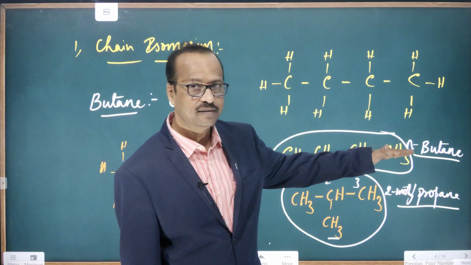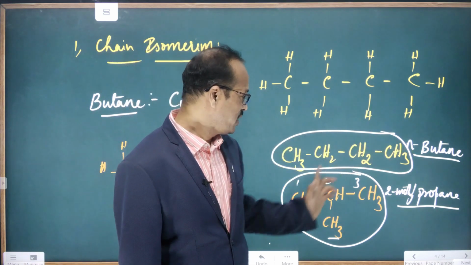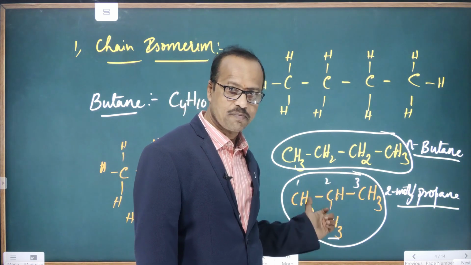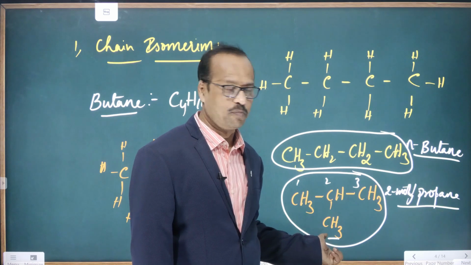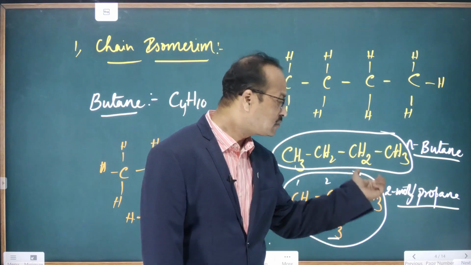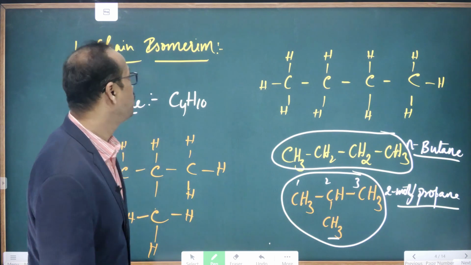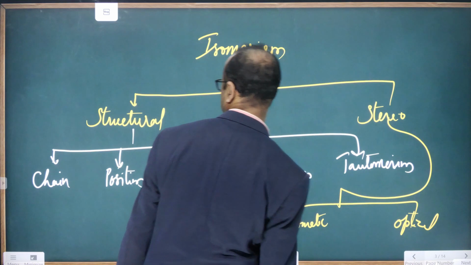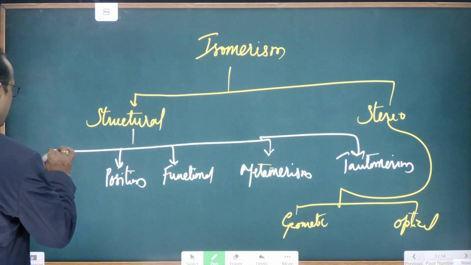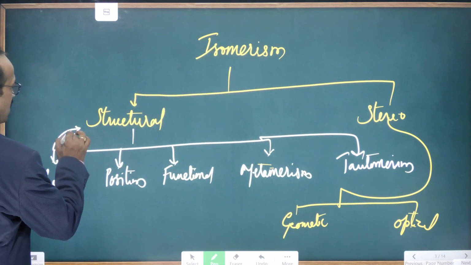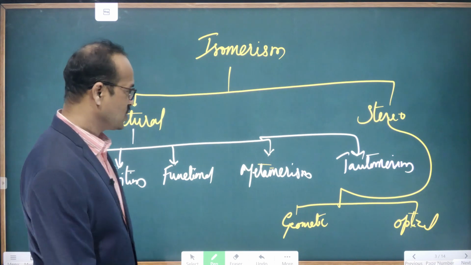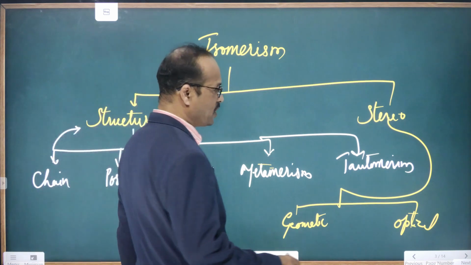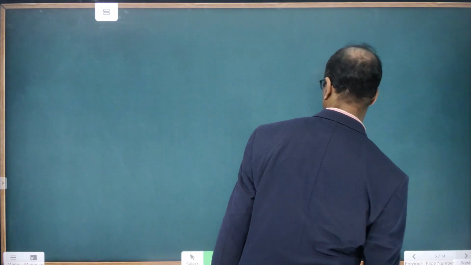This is linear. Linear means what? Straight. But this is what? Branched. Branched means a branch is attached to some other carbon compound, right? So these two differ where? In structure. That's why chain isomerism is a part of structural isomerism. Did you understand? Okay, now let's take 2 more examples.